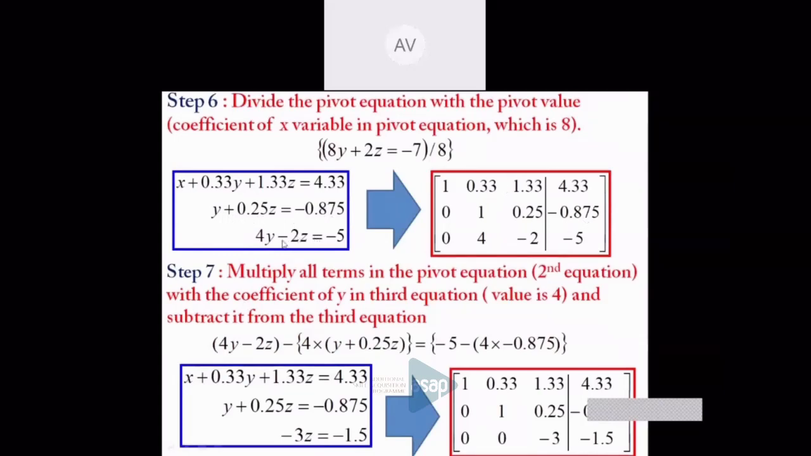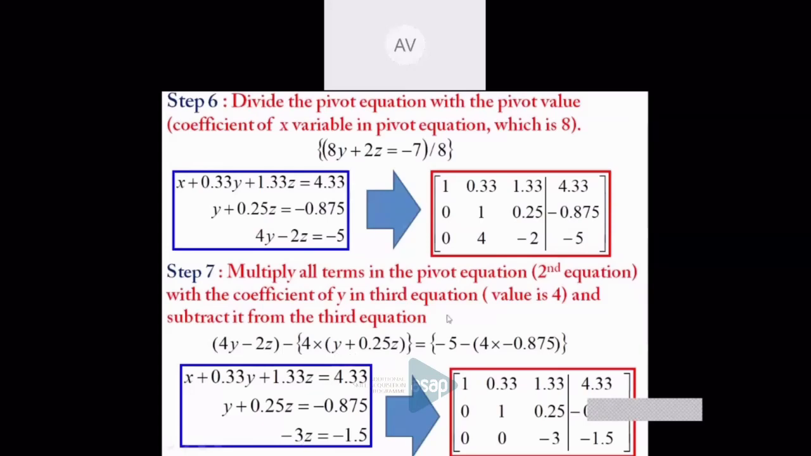So now this is your pivot equation. You are operating upon that. You can subtract this equation, 4y minus 2z, minus 4 times this equation. So what happens? If you take the entire terms out of the bracket, you get 4y minus 4y. This entire thing becomes 0. So the y term gets eliminated. So you get 2z minus this term, you get minus 3z.